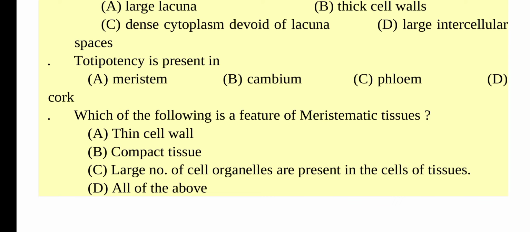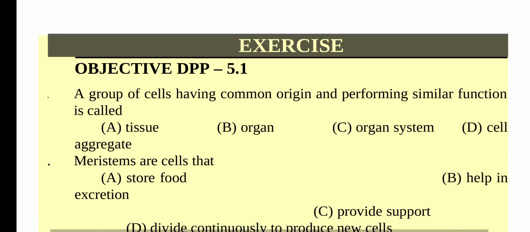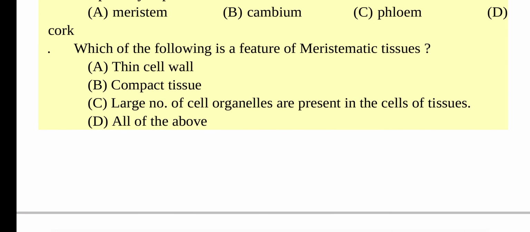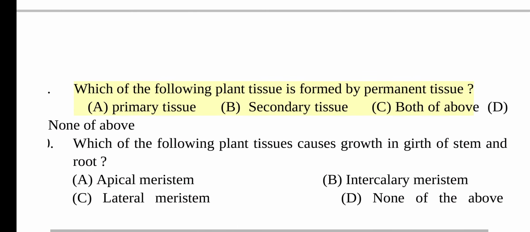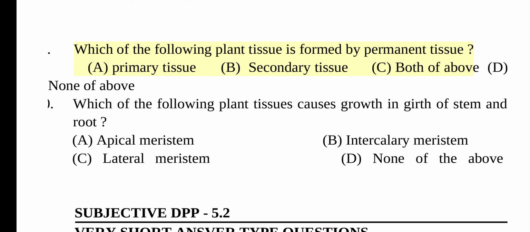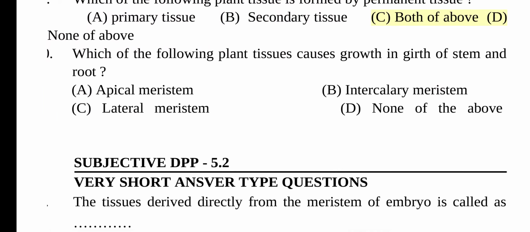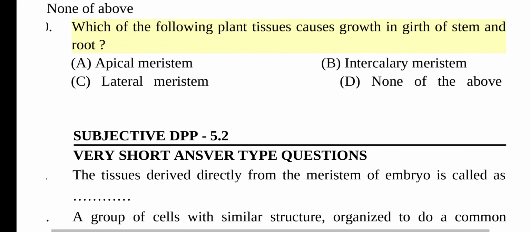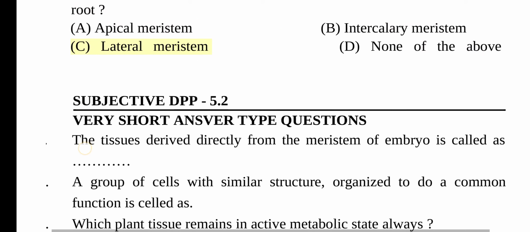8. Which of the following is a feature of meristematic tissues? A. Thin cell wall, B. Compact tissue, C. Large number of cell organelles are present in the cells of the tissue, D. All of the above. 9. Which of the following plant tissues is formed by permanent tissue? A. Primary tissue, B. Secondary tissue, C. Both of above, D. None of above. 10. Which of the following plant tissues causes growth in girth of stem and root? A. Apical meristem, B. Intercalary meristem, C. Lateral meristem, D. None of the above.